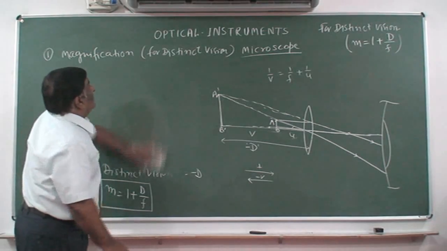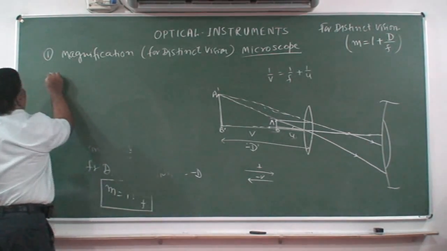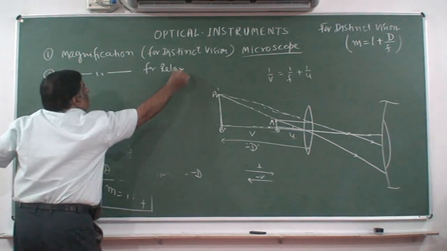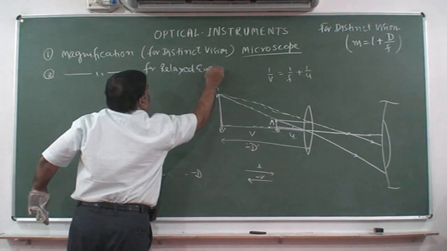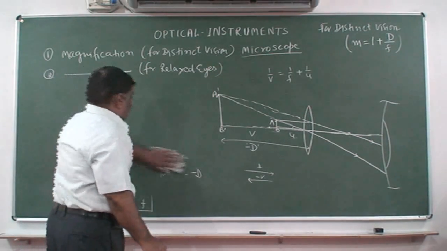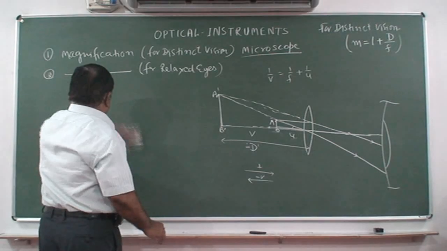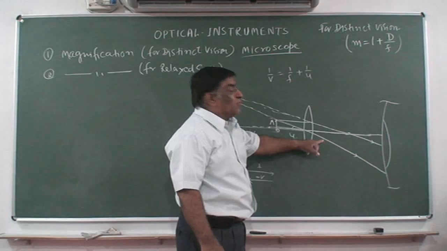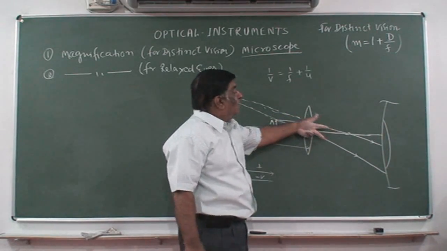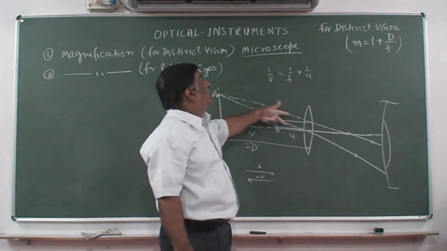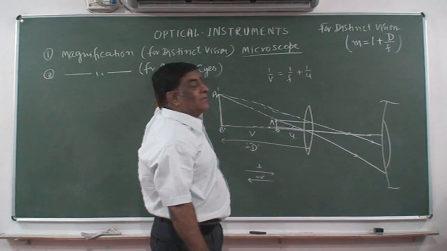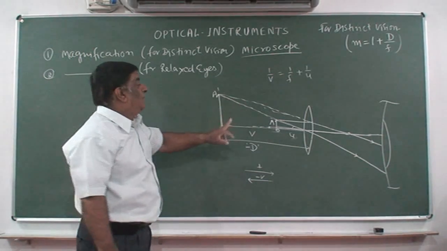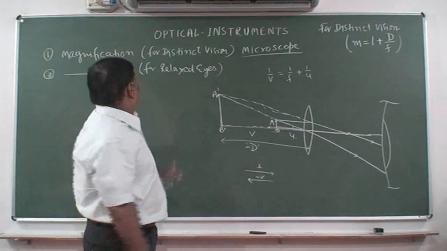So, magnification for relaxed eyes. For relaxed eyes, the rays should be parallel. These rays coming, these two will become parallel. If they do become parallel, then what will be the value of V? The answer is they will not meet anywhere up to infinity. So the value of V will be infinity.